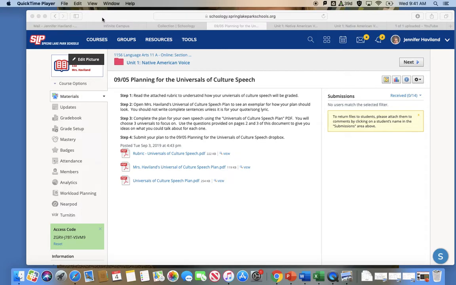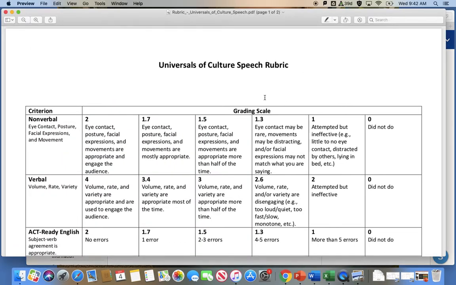All right, so today you guys are going to be planning for the universals of culture speech that you will do the next lesson. So step one says read the attached rubric to understand how your universals of culture speech will be graded. So you'll open that up, and I have it right here. First off, we're going to be grading your nonverbal, so your eye contact, posture, facial expressions, and movement.